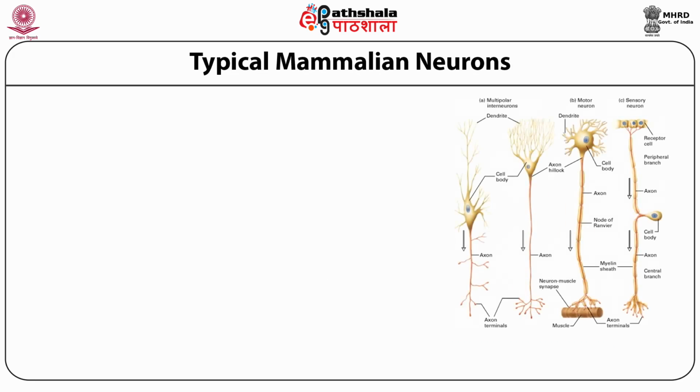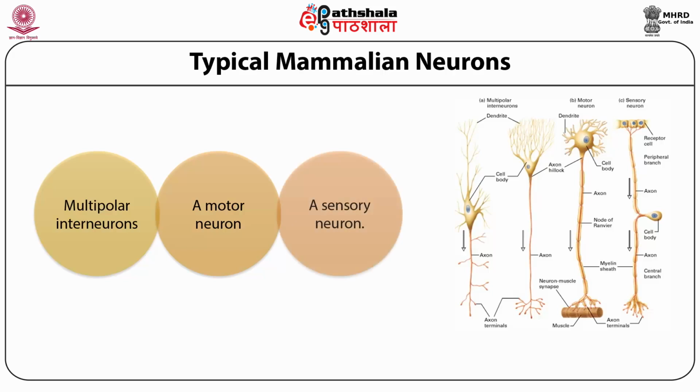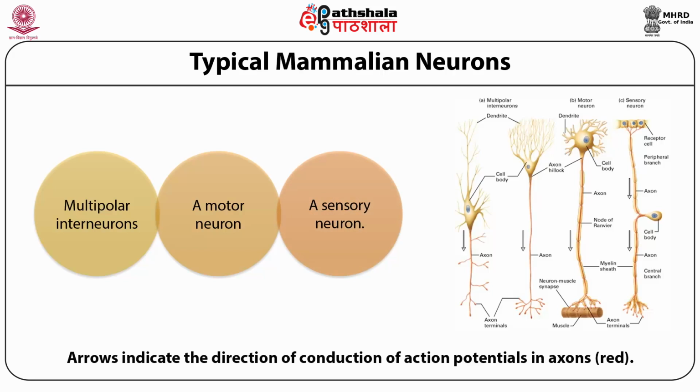This figure is showing typical mammalian neurons. Different types are multipolar interneurons, a motor neuron, and a sensory neuron. The arrow indicates the direction of conduction of the action potential in the axons.